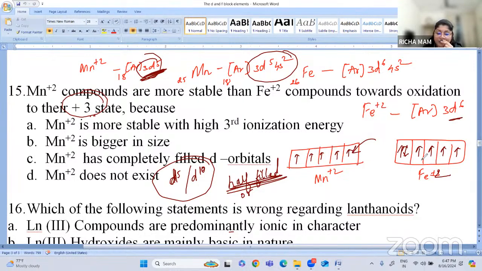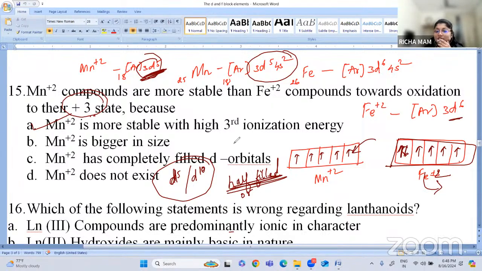But in Fe plus 2, to remove the third electron is quite easier. After removing the third electron, it will be in its more stable state, it will have a d5 configuration. So what is the answer here? Mn plus 2 is more stable with high third ionization energy. So option number A is the correct answer.